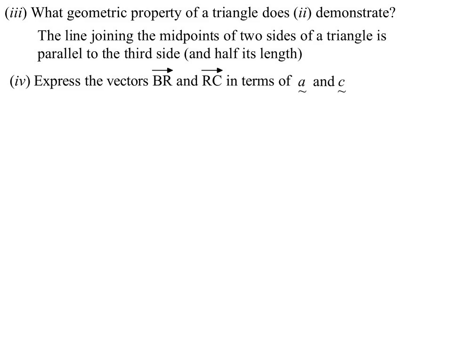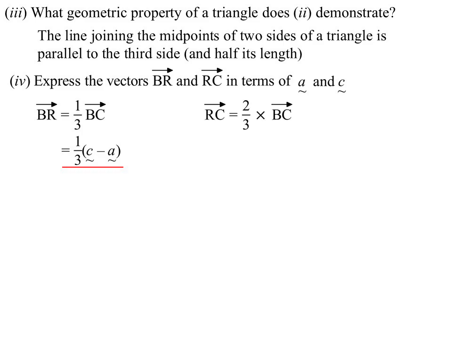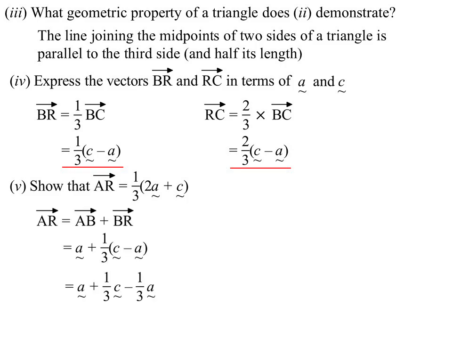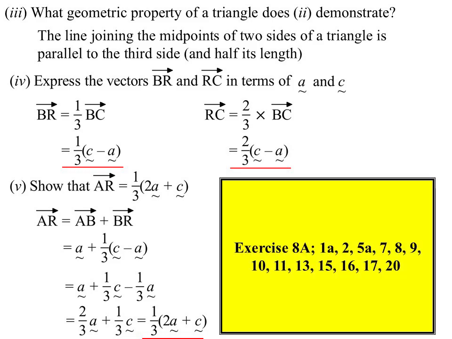What about BR and RC? BR is a third of BC. Well, why do I know that? Remember, they told me that RC was twice BR. So BR must be 1/3 of that whole vector BC. So let's sub in what we found. We know AB is A, BR, we're saying that's a third of C minus A, playing around with it. It's just like algebra. Whilst they're not pronumerals, I can still use the same maths that we use with pronumerals. They're still like terms, and I get that it's 1/3 of 2A plus C. As a little introduction to the world of vectors.